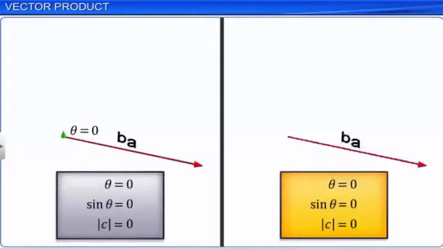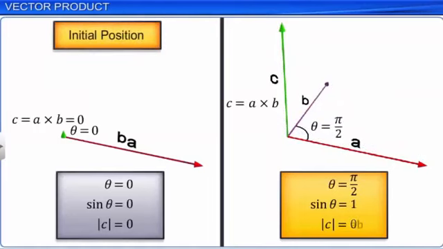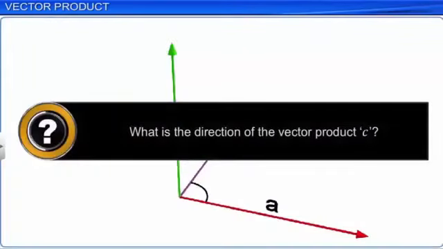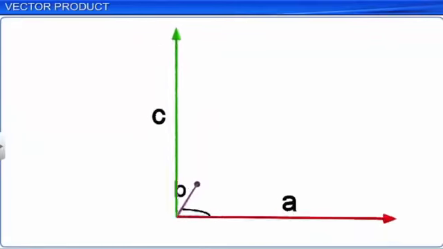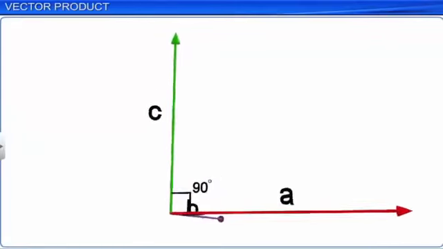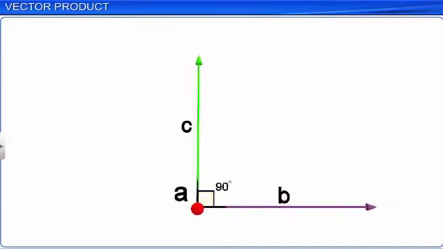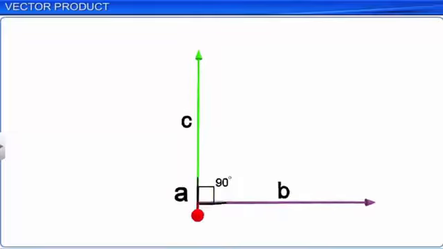When the value of theta changes from 0 to pi by 2, the value of sine theta changes from 0 to 1. And hence, the magnitude of a cross product changes from 0 to AB. What is the direction of vector product C? The direction of vector product C is perpendicular to that of vectors A and B. In other words, vector product C is perpendicular to the plane containing vectors A and B.